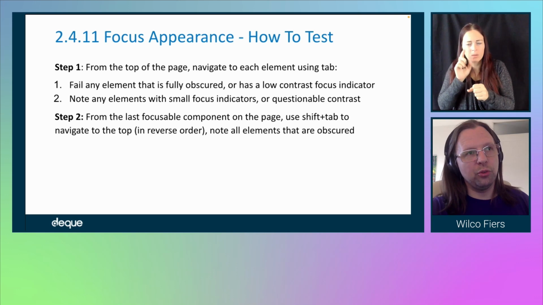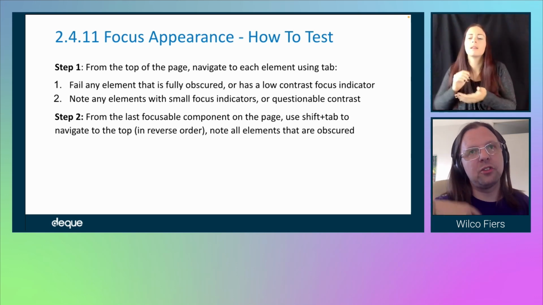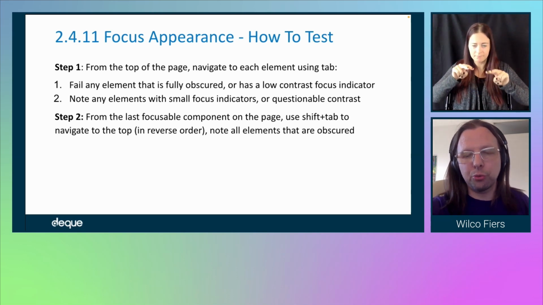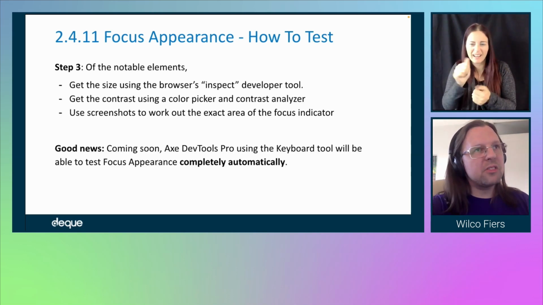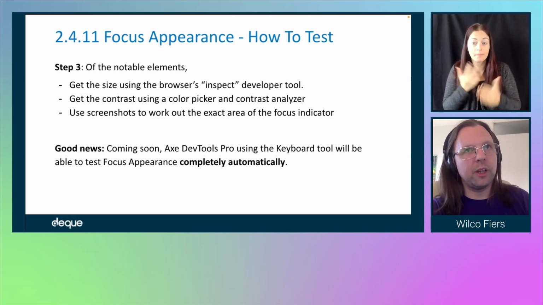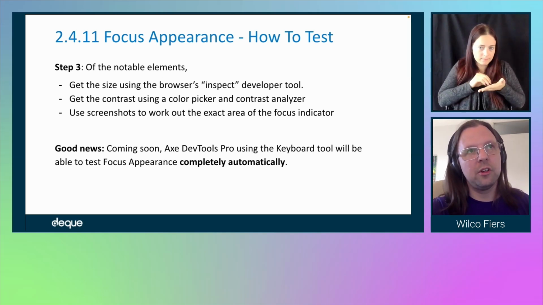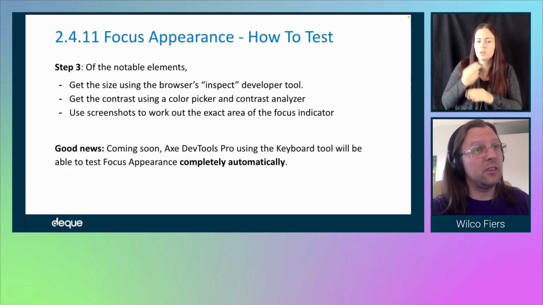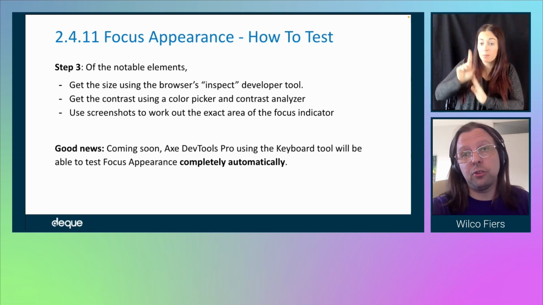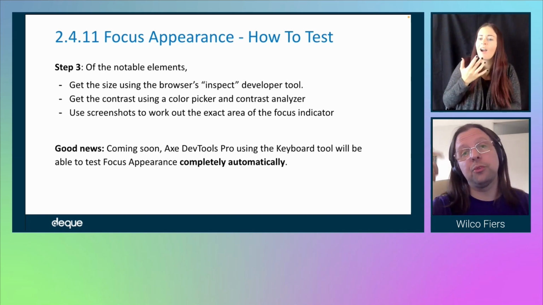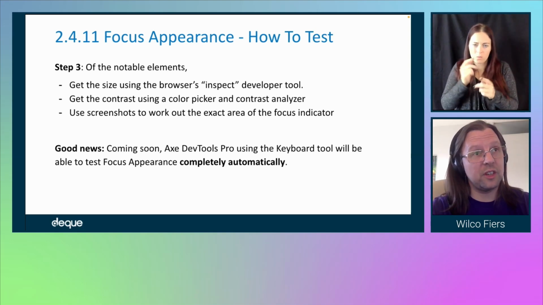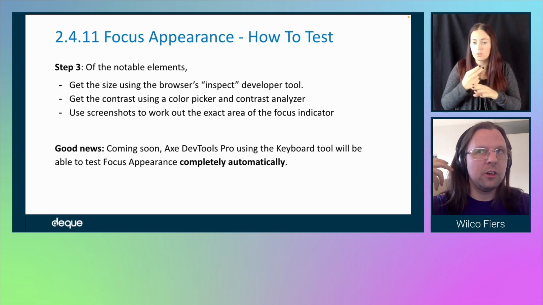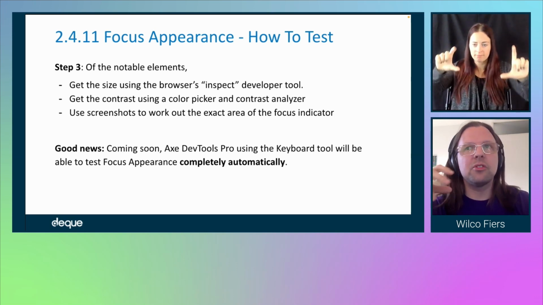And then in step 2, we'll want to do the reverse. We'll start at the bottom of the page, shift tab through all the way to the top and see if any elements are obscured. In step 3, we'll take those notable elements with questionable contrast. We'll want to use the browser's inspect tool to figure out the size. You can use a color picker to figure out the contrast difference between the focused and unfocused states. And you need to use a screenshot to get the exact dimensions of the focus indicator.